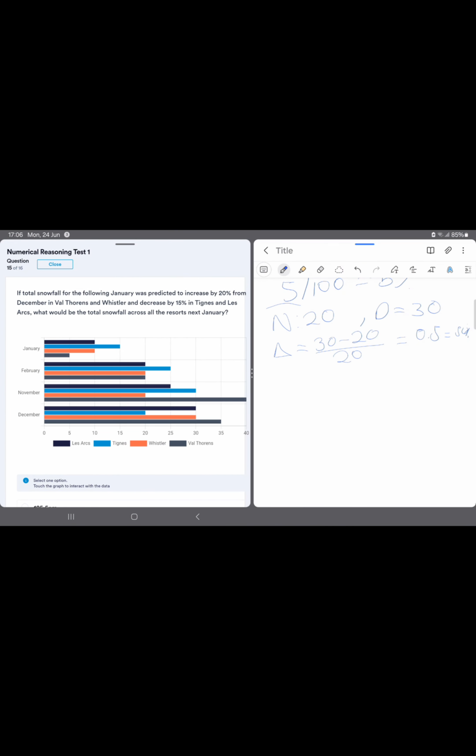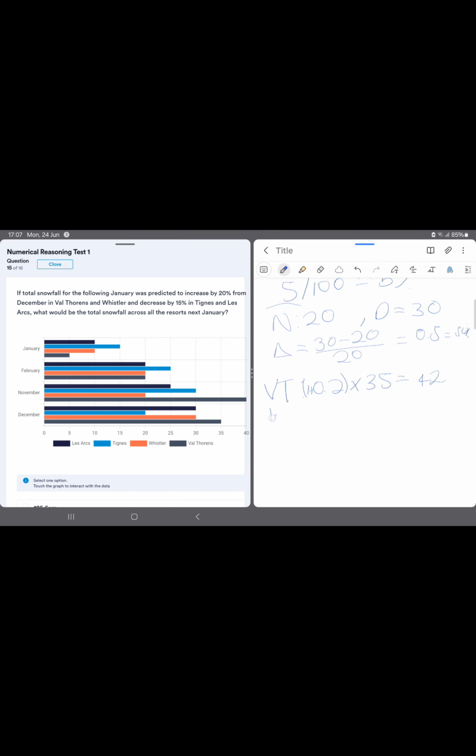Okay, the next question says, if total snowfall for the following January was predicted to increase by 20% from December in Val Thorens and Whistler and decrease by 15% in Tignes and Les Arcs, what would be the total snowfall across all the resorts in January? Okay, so for Val Thorens, we have a 20% increase from December. So we'll have 1.2 multiplied by 35, which gives us 42 as our new value.